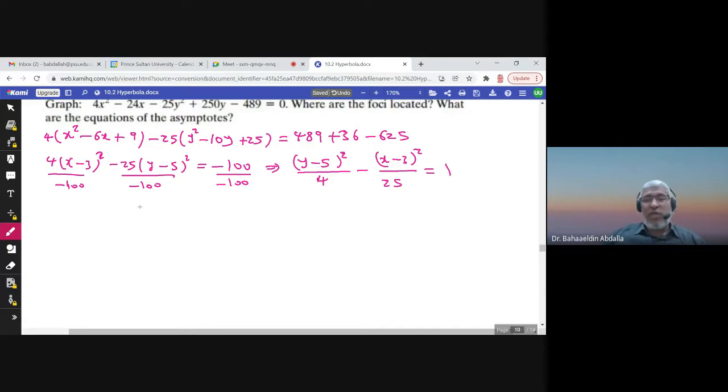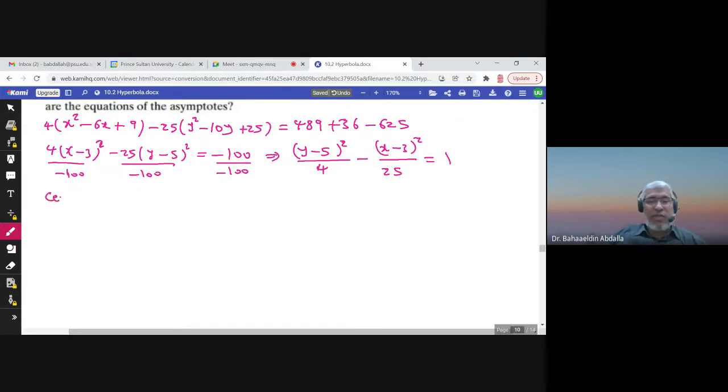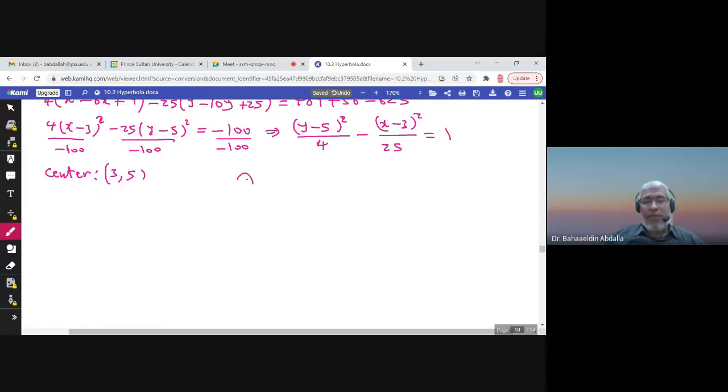Now, to sketch the graph, I need the center. What is the center? Well, pay attention to the center, x minus h. So you take h from here. So h is 3, y minus k, so k is 5. So the center is 3 and 5. So let us sketch the graph or plot the center. 3 and 5. This is the center.